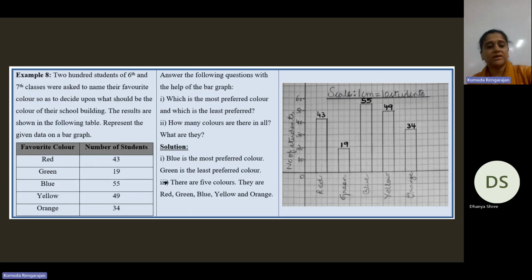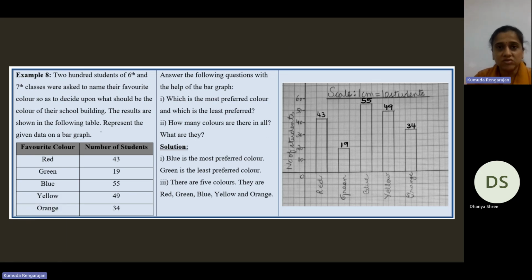Okay. So here we are asked to make a bar graph. See, represent the given data on a bar graph. We are asked to make a bar graph. That's why we made it. Otherwise, we can answer these questions without using the bar graph also. So be careful in the exam. When you see a table like this, don't make a bar graph. Only if the question expects you to make a bar graph.